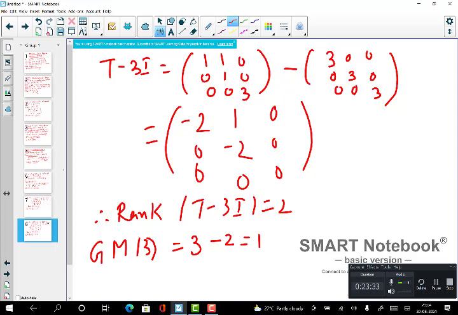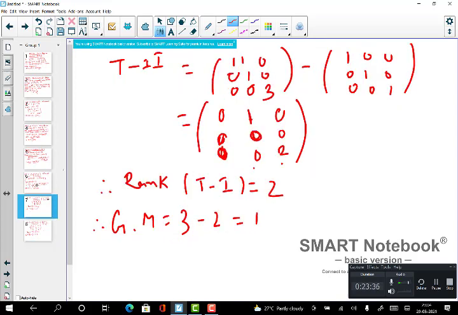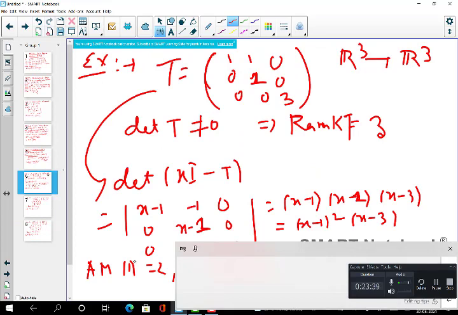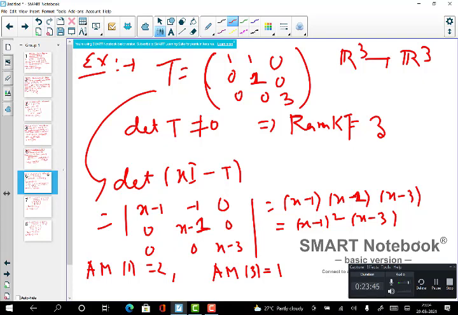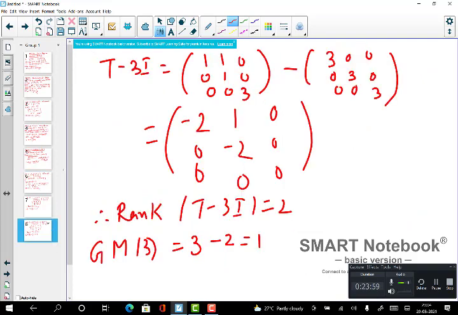Okay, so now you see that for the case when the eigenvalue is 1, the algebraic multiplicity and geometric multiplicity are different. But for the case when the eigenvalue is 3, the algebraic multiplicity and geometric multiplicity are the same, right? So it may not always be the same. This is an example which shows that the two can be the same, and they may not be the same also.